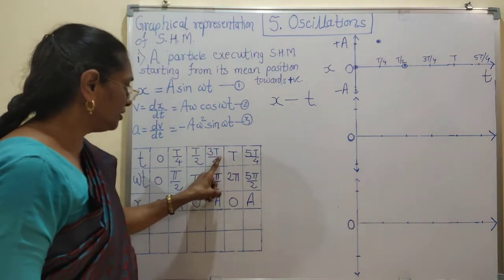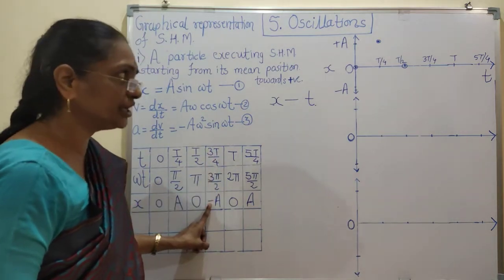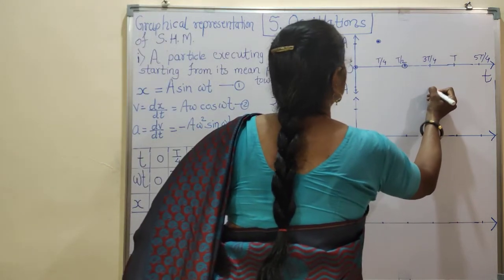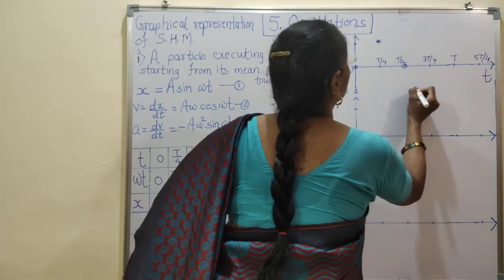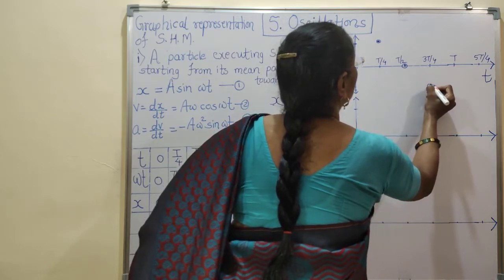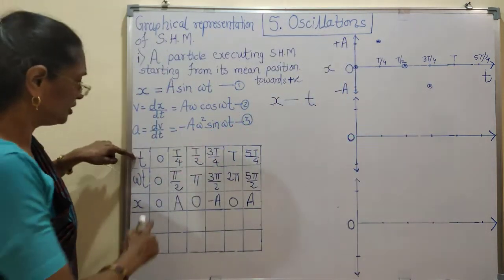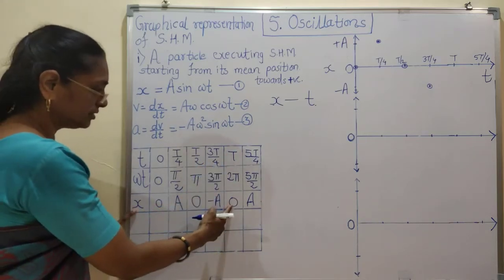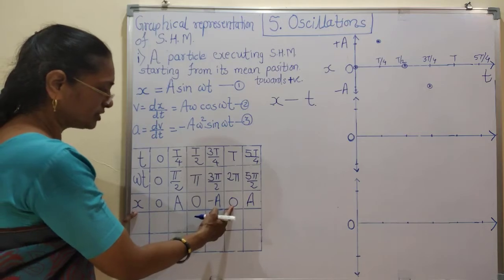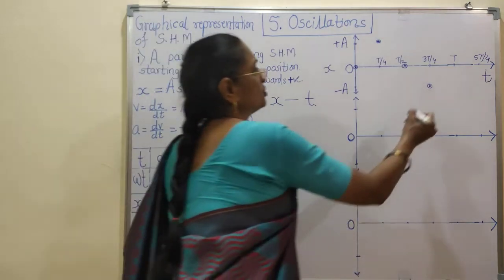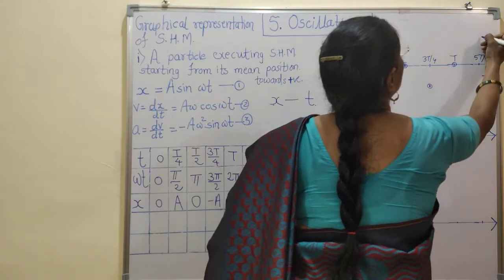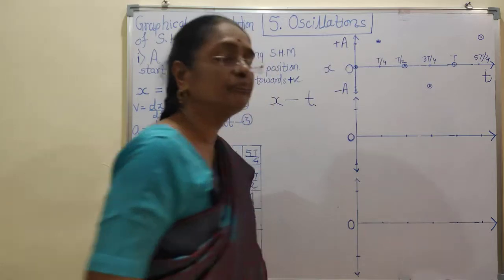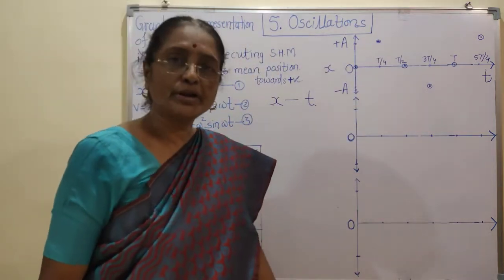For 3t by 4, the value is negative maximum. So 3t by 4, the value is negative maximum here. For t exactly equal to the period, x has returned, or the displacement of the particle becomes 0. One oscillation is completed here. The next value is 5t by 4, it is again positive maximum. Such values we have plotted.